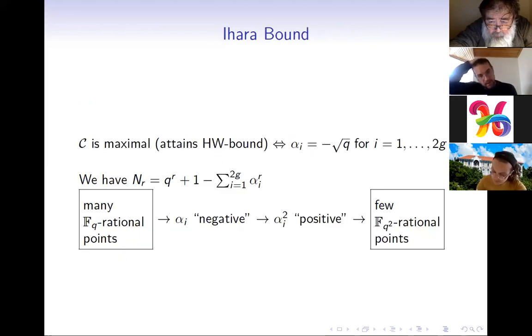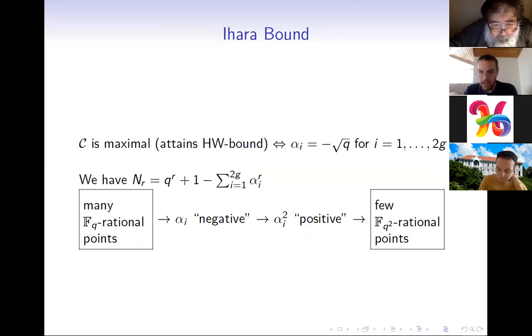Okay, but there is still something that you can do. This was an idea by Ihara. It took around 50 years after the proof of the Hasse-Weil theorem for these improvements to come. The idea is in fact very beautiful and very simple. Suppose you have a curve C that is maximal, so it attains the Hasse-Weil bound.